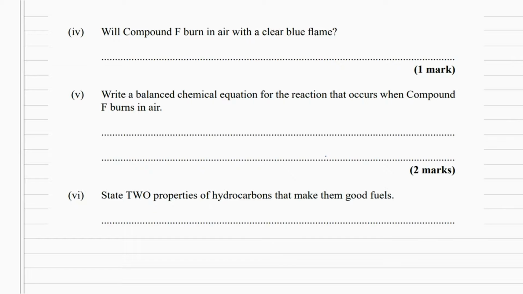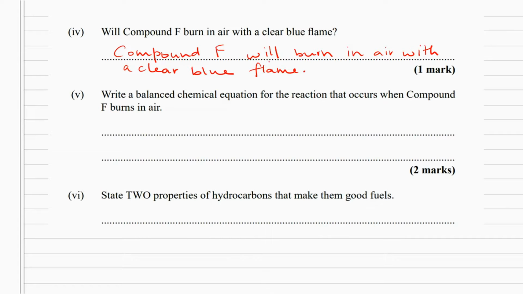Now to the last question. It says, will compound F burn in air with a clear blue flame? Yes, it will. Compound F, which is an alkane, will burn in air with a clear blue flame. Compound G, which is an alkene, burns with a smoky flame.